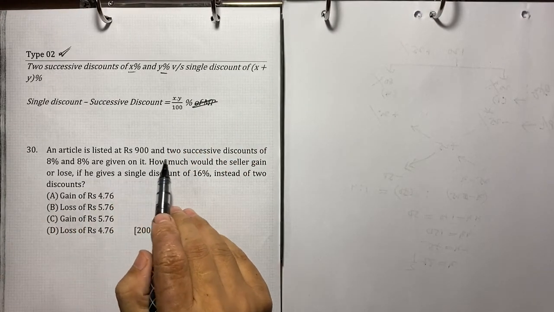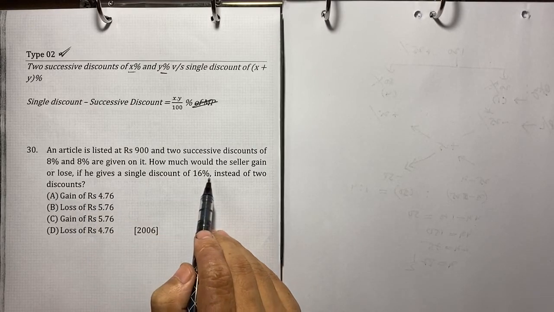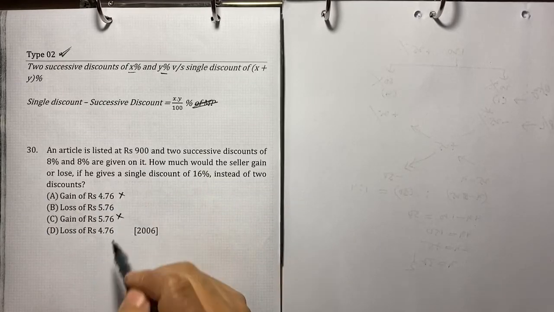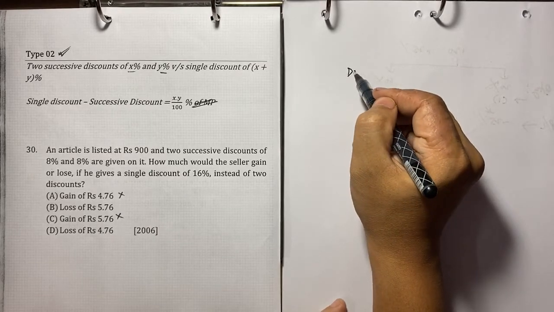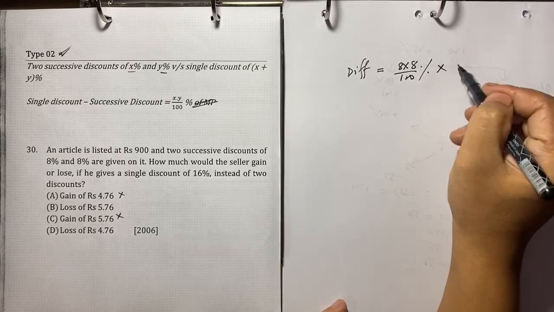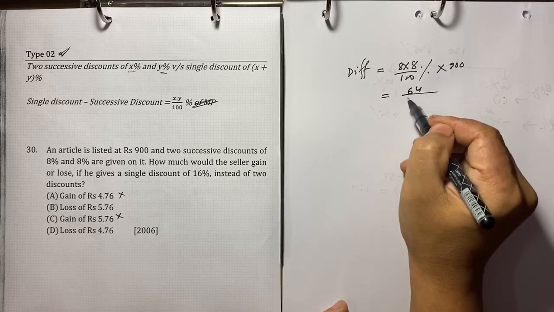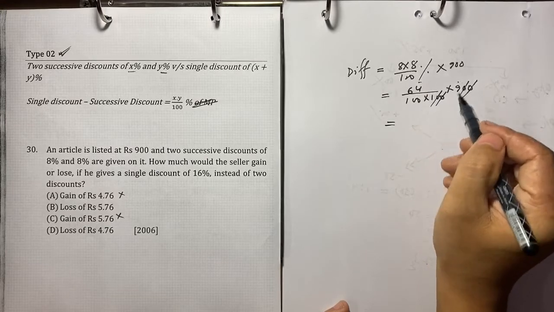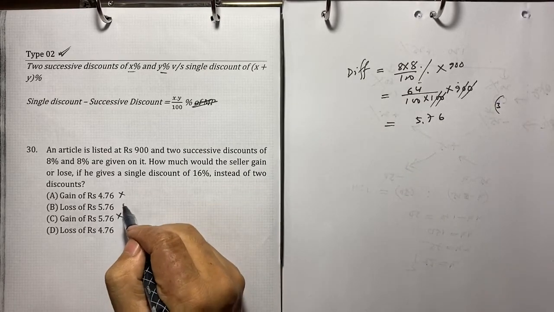An article is listed at rupees 900 and two successive discounts of 8% and 8% are given on it. How much would the seller gain or lose if he gives a single discount of 16%? The difference is simply 8 into 8 divided by 100 percent into the marked price, which is 900. So 64 divided by 100 percent into 900 gives 5.76. So there will be a loss of 5.76 rupees.